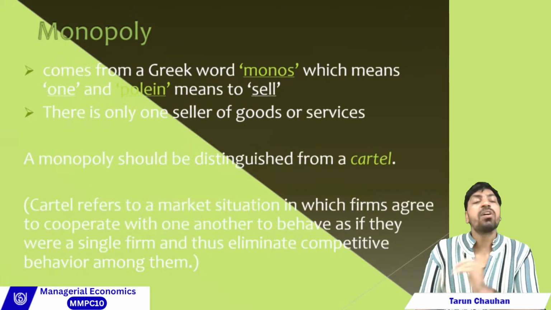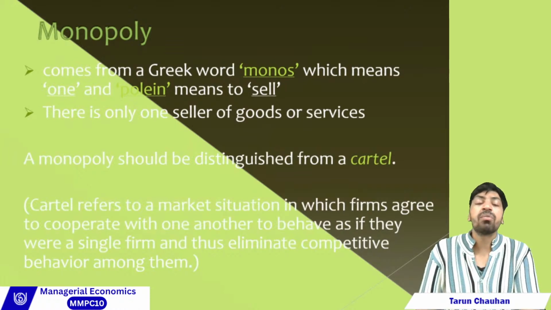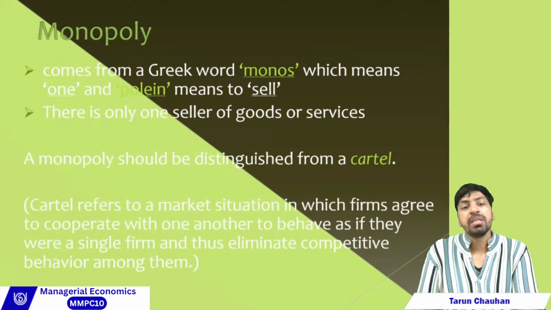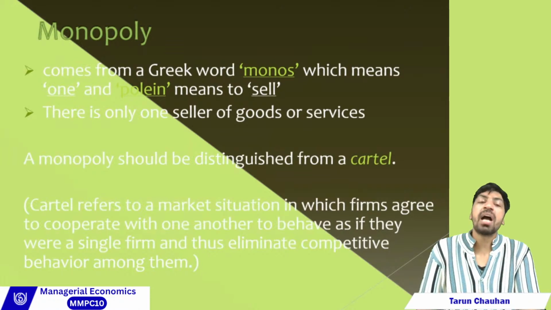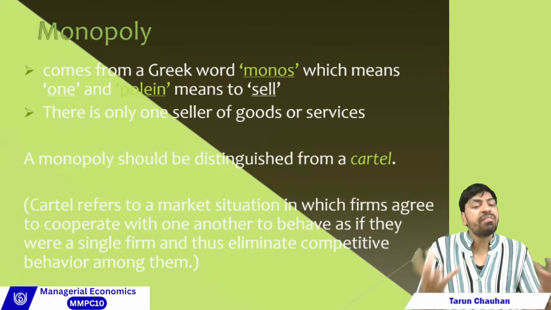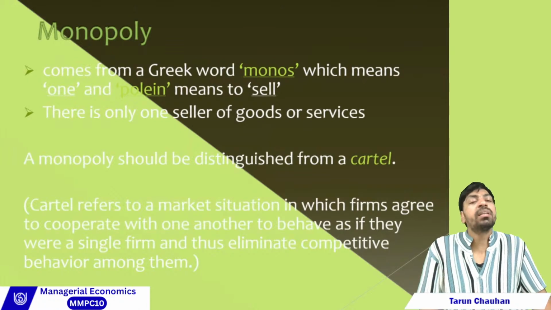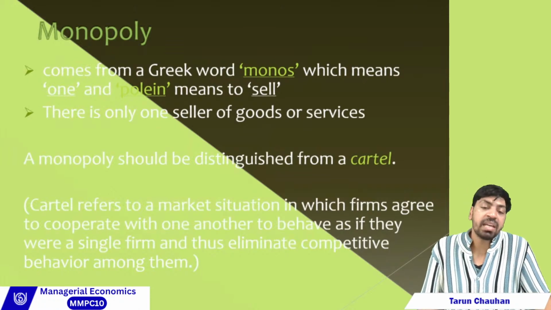A cartel is also a type of market situation where firms come together and agree to cooperate with one another to behave as if there were only a single firm, and eliminate the competition among them. Cartel also includes firms, but they behave in a very cooperative manner, knowing that they act as a single firm, just to avoid or remove competitive behavior among them.